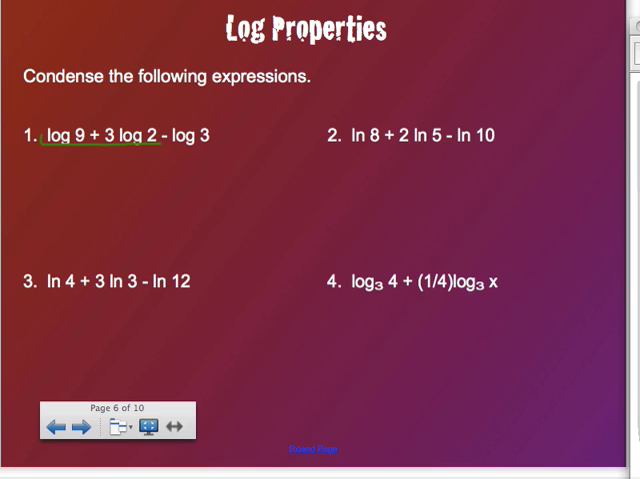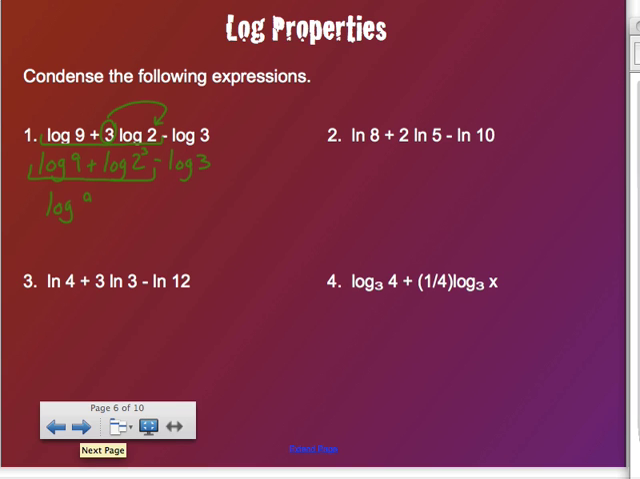For example, if I take the first 2. First of all, I see this number. I know I can go ahead and put it back to the top. It was a power, and I want to put it back together. So I really have log of 9 plus log of 2 cubed minus log 3. Now let's go ahead and combine them.